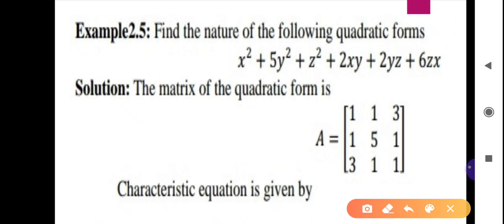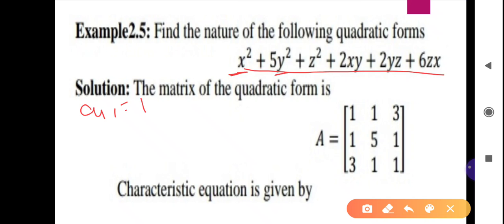Find the nature of the following quadratic form. So, this form is given. Now, from this we can write the matrix A. For that we have to calculate A11. What is A11? It is the coefficient of x square. So, A11 we will get 1.